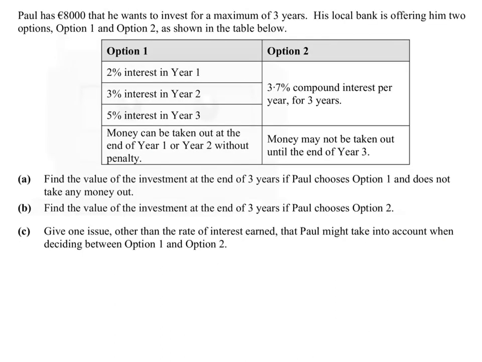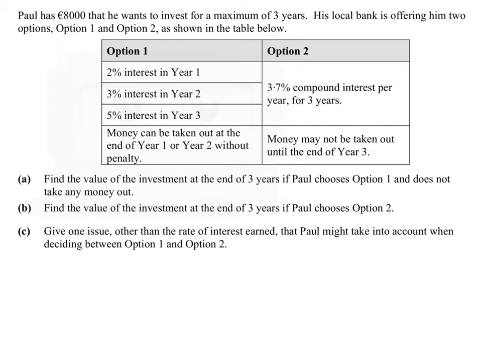So for part A, we're asked to find the value of the investment at the end of 3 years if he chooses option 1. And option 1 is where the money can be taken out at the end of year 1 or 2 without a penalty. So basically, we need to see how much it's going to mature over those years, and it's over 3 years. The interest rate for year 1 is 2%, year 2 3%, year 3 5%, and the amount he invested is 8,000.